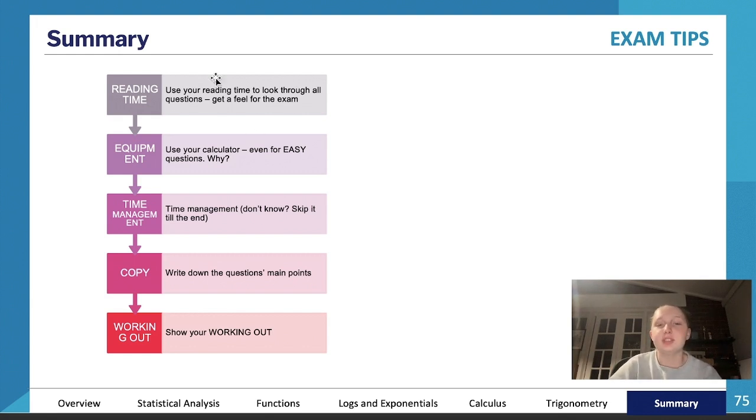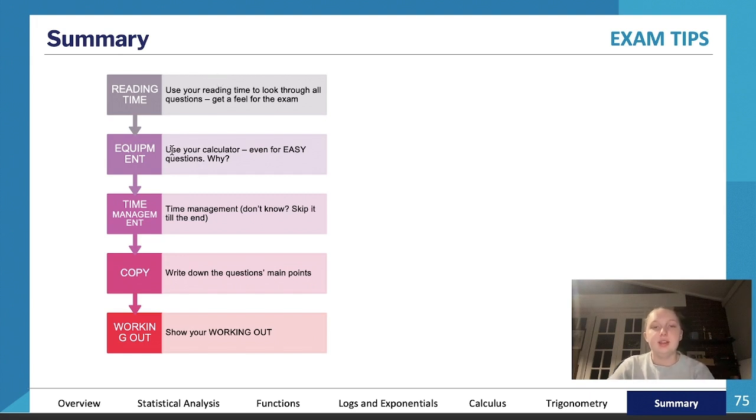And the second reason you don't want to do your multiple choice in your reading time is because you won't be able to look through the rest of the exam if you're spending too much time on it. You want to get a feel for how hard the exam's going to be, what questions you're going to want to spend more time on, what questions you'll spend less time on, things like that.